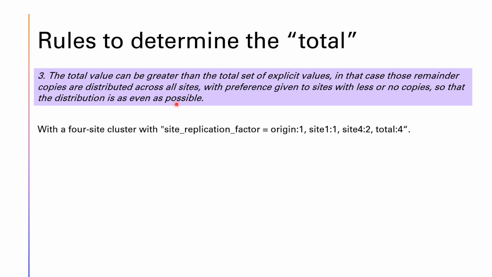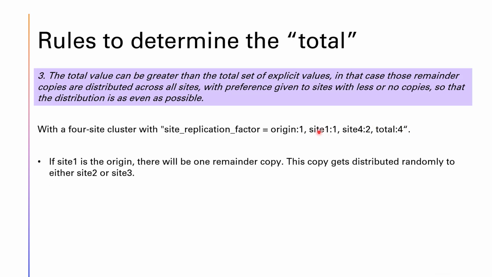Let's take an example. Let's say we have a 4-site cluster with these settings. We have specified origin as 1, site 1 as 1, site 4 as 2. We have not given any details explicitly about site 2 and site 3. And the total I said is 4. So what will be happening here? If my site 1 becomes the originator site, site 1 will get 1, because in both places I have given 1. That makes sense, right? So 1 is gone. Site 4 has to get 2 because I have explicitly said that. So 3 copies are gone. That means I have only a single copy left.